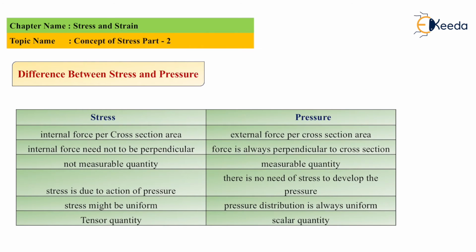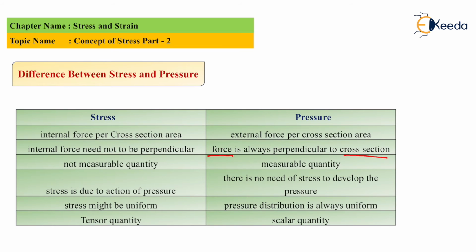Now, a lot of students doubted that pressure is also force per unit area. And then, what is the difference between pressure and stress? Let's discuss the difference between stress and pressure. From the table below, we can see that stress is nothing but the internal force per cross-sectional area, whereas pressure is external force per cross-sectional area. In stress, the internal force need not be perpendicular, but in pressure, the force is always perpendicular to the cross section.